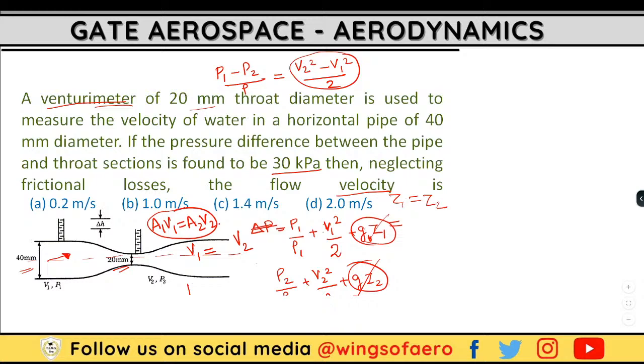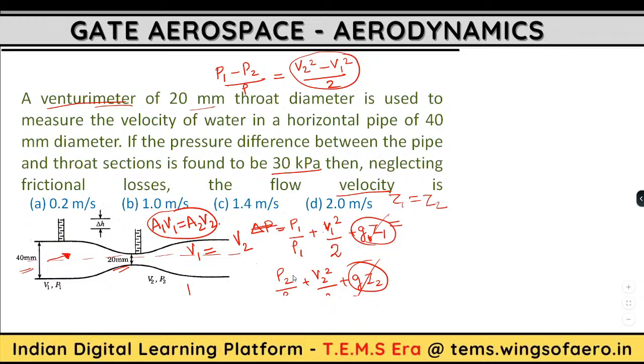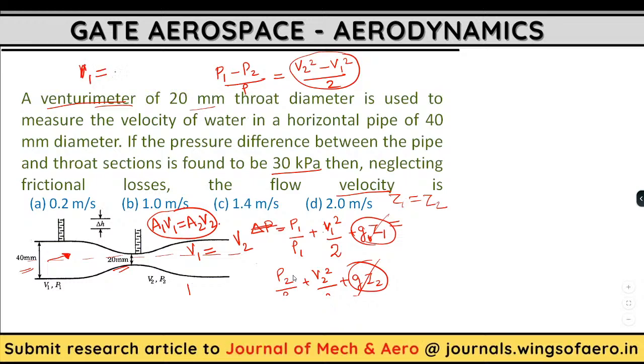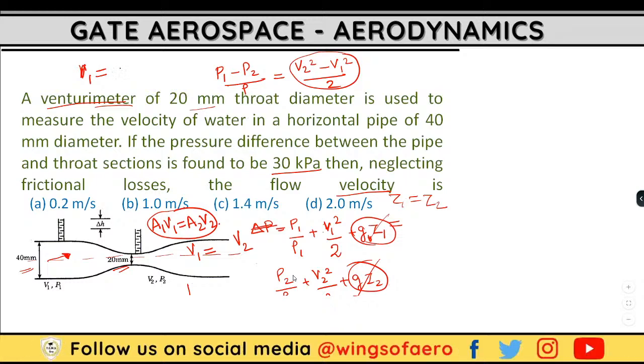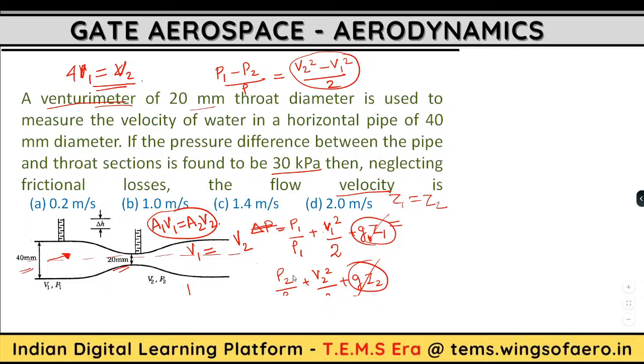I've got one thing: V2 by V1 is equal to 4. And then I'm substituting V2 equal to 4 times V1. On this side I have 30 kPa, divided by 1.225. V2 is 4 times V1. Okay, so you got this one, right? Yes. Now how can you find the other terms?